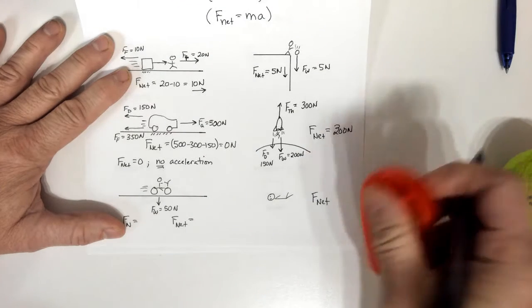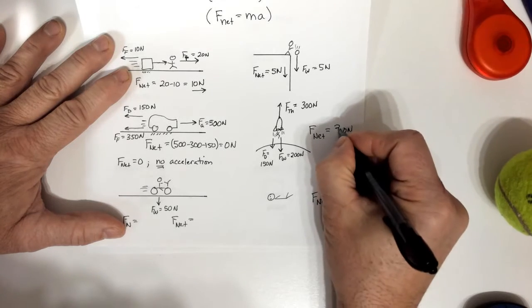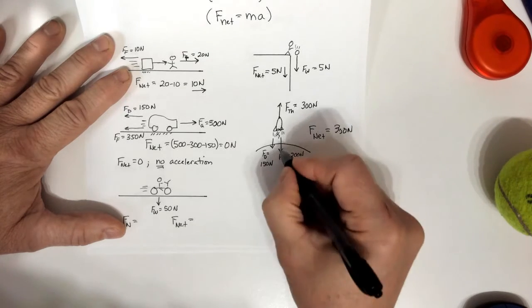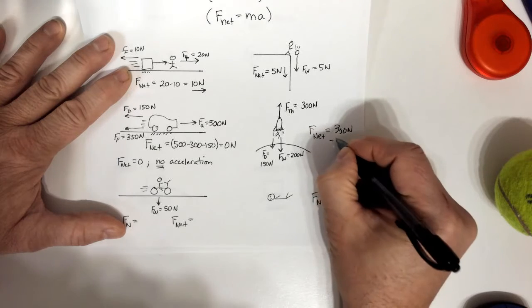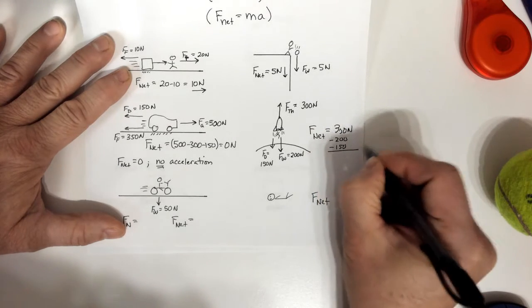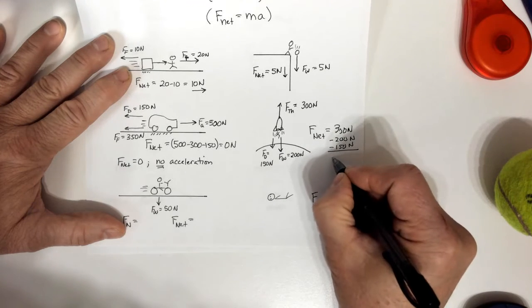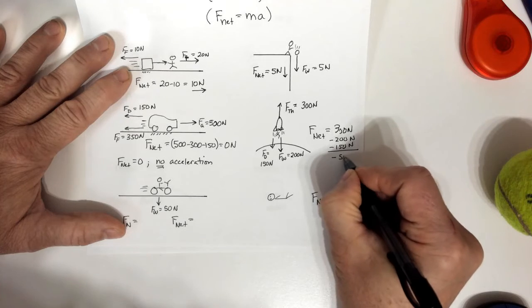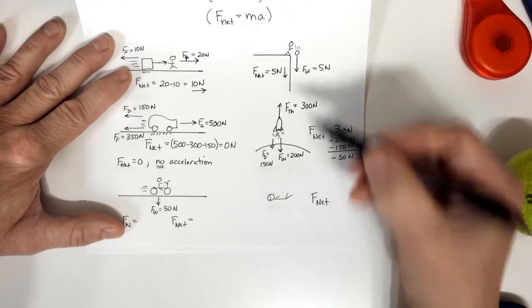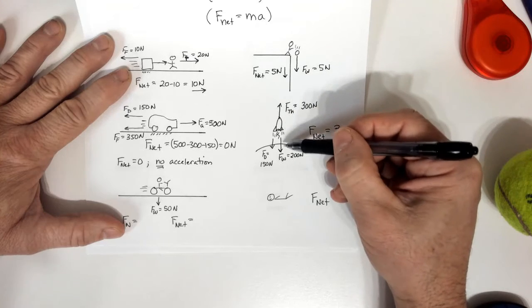Okay? And so we do our F net, we have 300 newtons from the actual push upward. And then we have 200 opposing, and since they're in opposite directions, we subtract. And then we have another 150 newtons from the drag. So we get an answer of negative 50 newtons. Well, what does that mean? Well, we were moving in this direction, so that means we're slowing down.